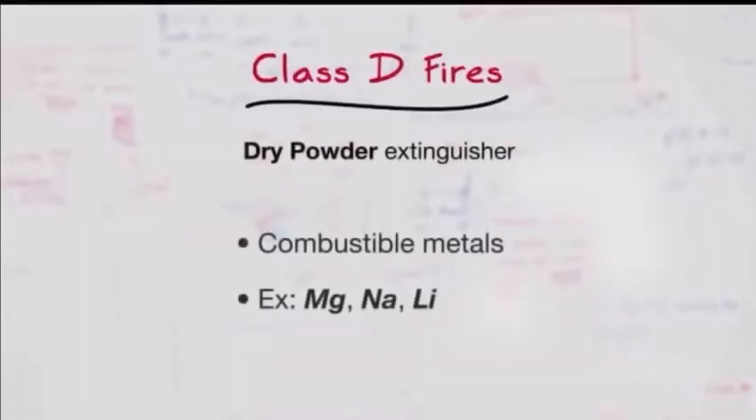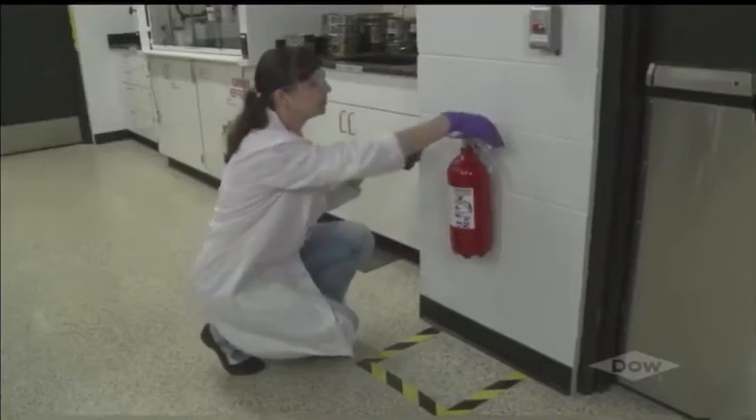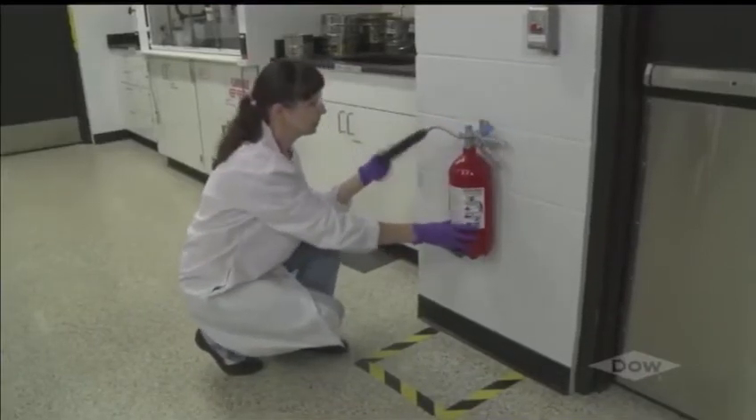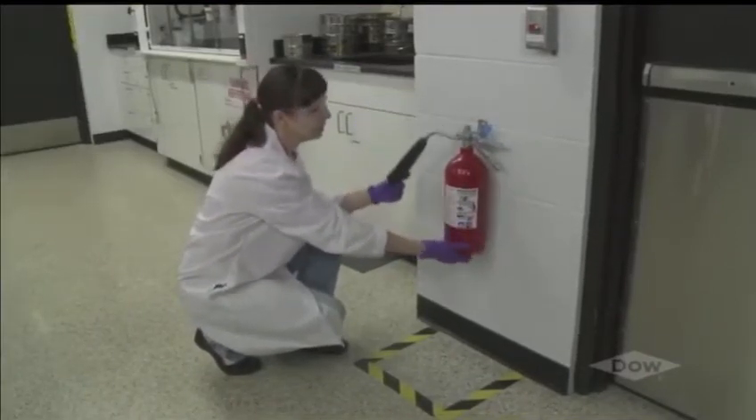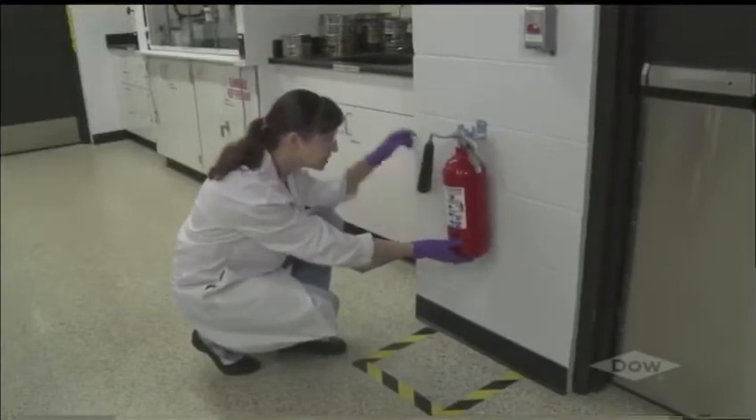Finally, a different kind of fire extinguisher is needed for combustible metals, like magnesium, sodium, and lithium. Fires involving metals are more dangerous than many people realize, so a Class D fire extinguisher that contains a dry powder substance is needed. Valentina now knows that different classes of fires need different types of fire extinguishers. When she works with these materials in the lab, she will include this information as part of her experiment planning.